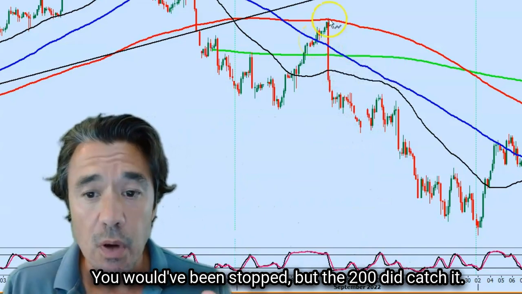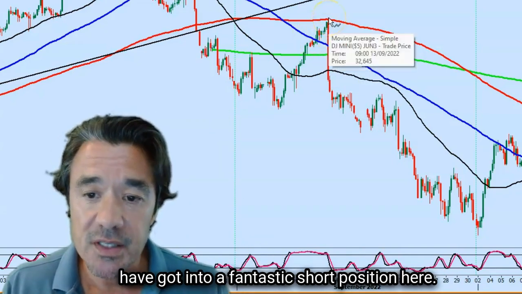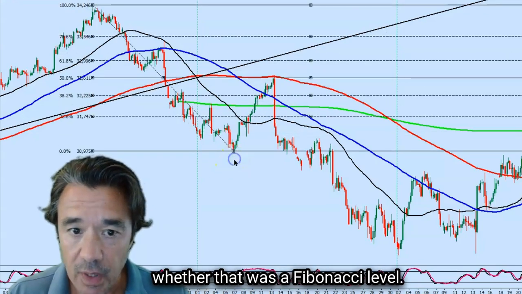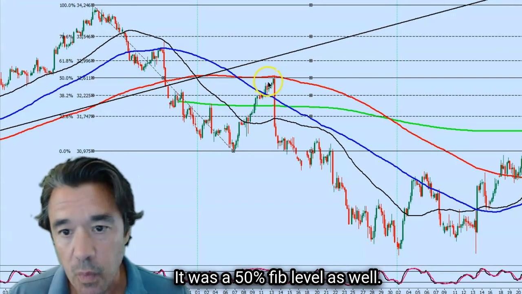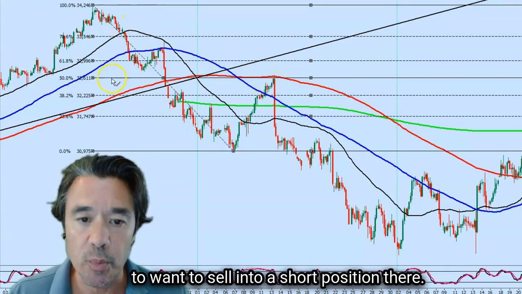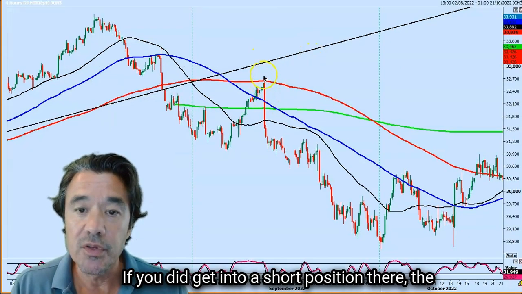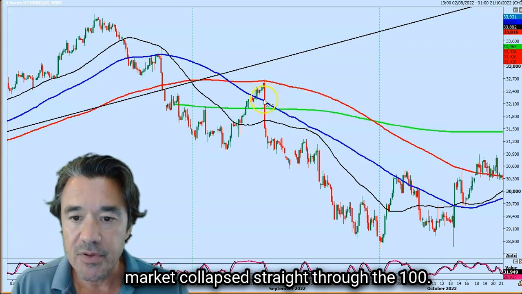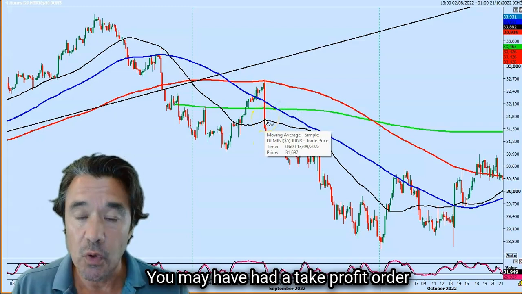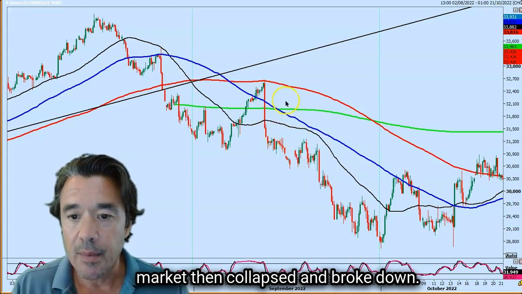You would have been stopped, but the 200 did catch it. So you may have lost here, but you may have got into a fantastic short position here. Can't help myself, but just test whether that was a Fibonacci level. It was a 50% fib level as well. So that may have given you some extra reason to want to sell into a short position there. And the market turns down. Now, beautiful. If you did get into a short position there, the market collapsed straight through the 100. You didn't even have time to cover it. You may have had a take profit order at the 50, to be fair. But if you didn't, the market then collapsed and broke down.